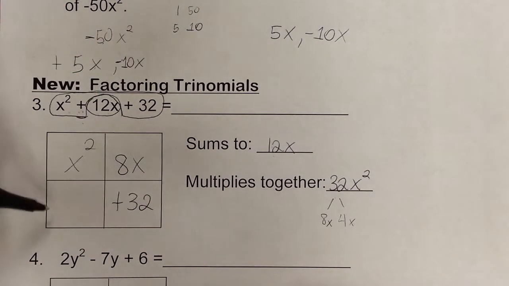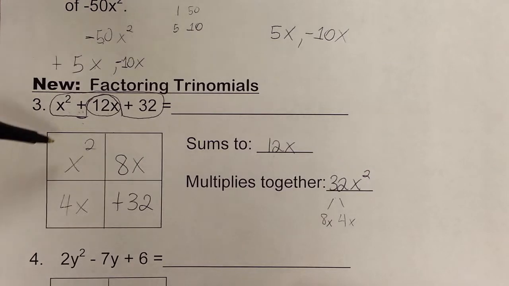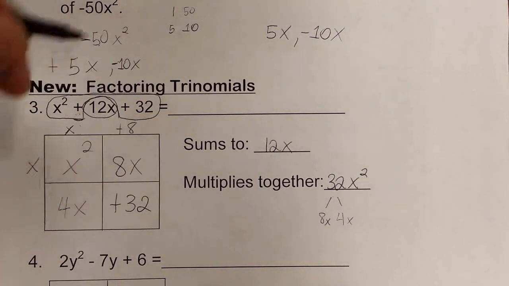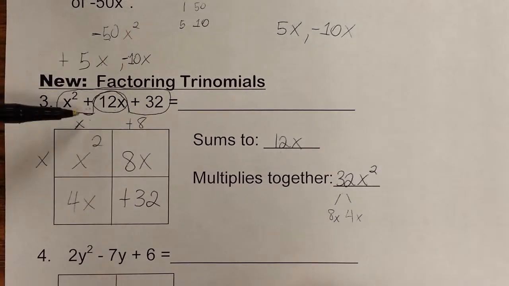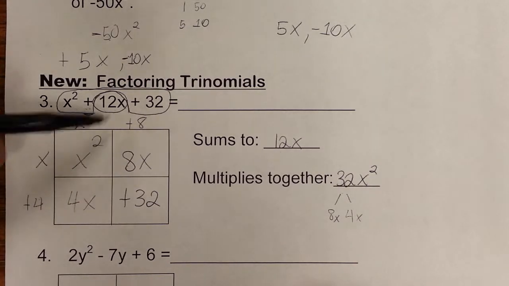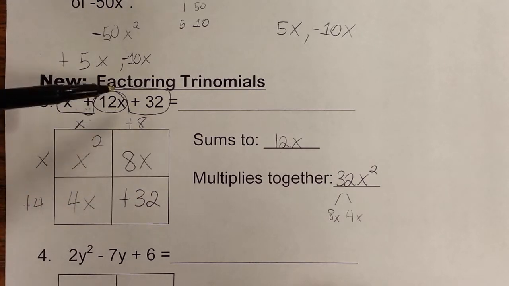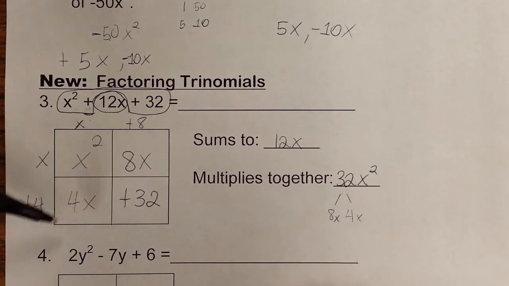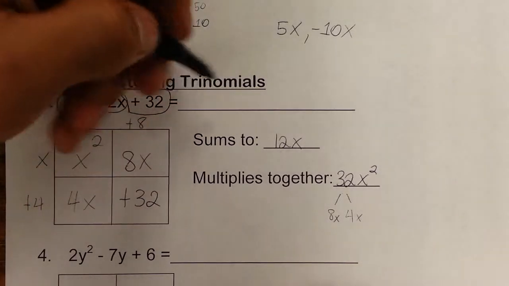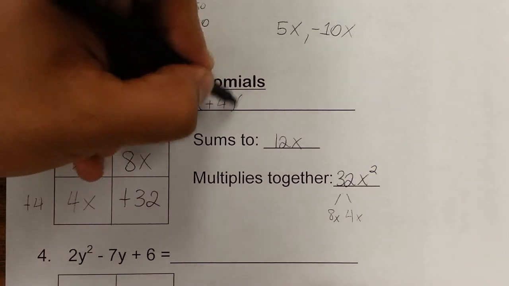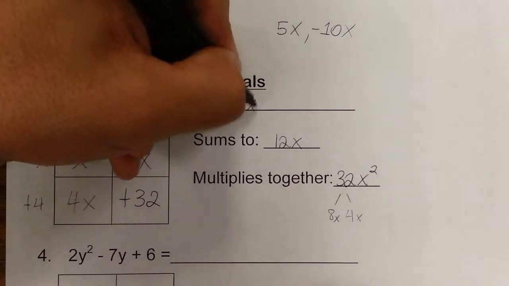So we've got an 8x and a 4x. X times x will give me that x squared. Then x times a positive 8 will give me that 8x I need. And then an x times a positive 4 will give me that 4x I need. And then 4 times 8 is a 32. So we've now factored this trinomial using a combination of the blocks and box method and the sums and products method. So the factored form of this trinomial would be x plus 4 times x plus 8.